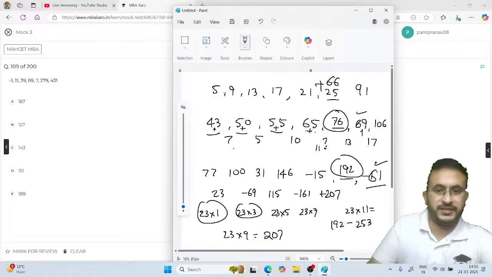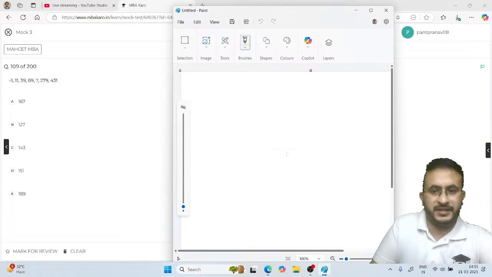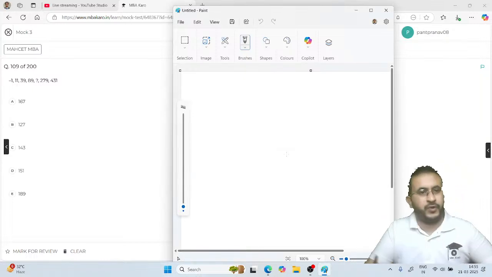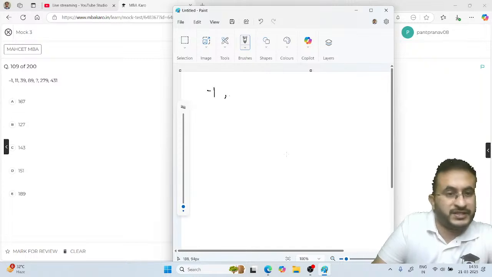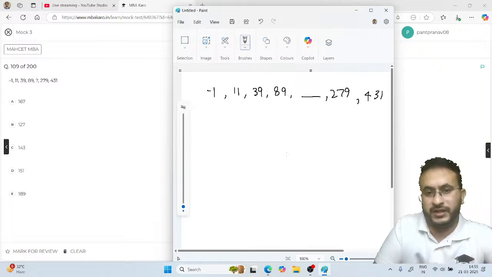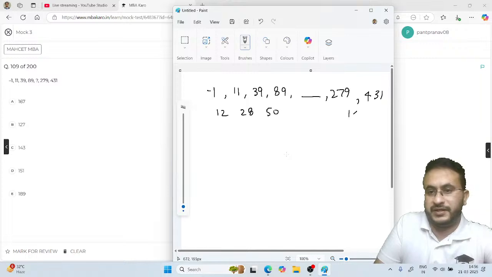Okay, so next is, this is a typical CET paper, like जिसमें like number series, quadratic, and all those kind of questions are involved. 59, 89, dash, 279, and 431. Okay. Now, if you take 12, this is 28, this is 50, this is 140, 50 to 150.